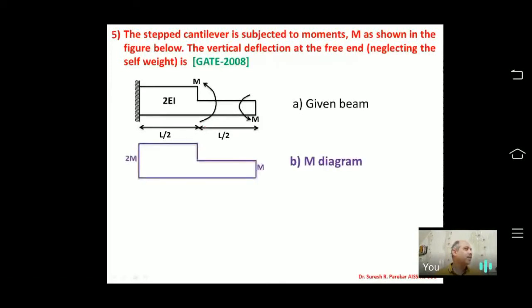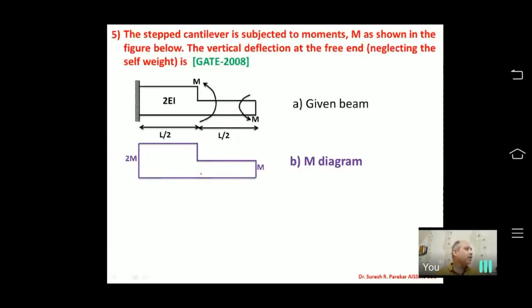So now we have the M diagram. The M diagram we have in this way. Till this we have M, which will take your bending moment in the upward direction because anti-clockwise we have. So this portion we have M, and in the second half, L by 2, we have this M and this M. So total 2M we have.